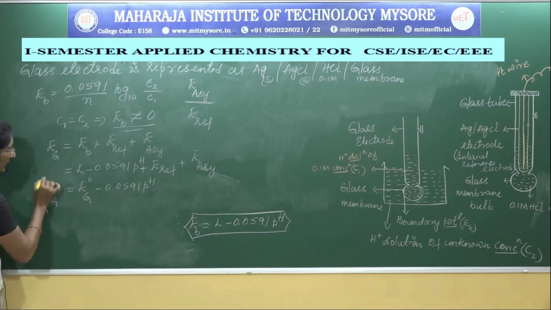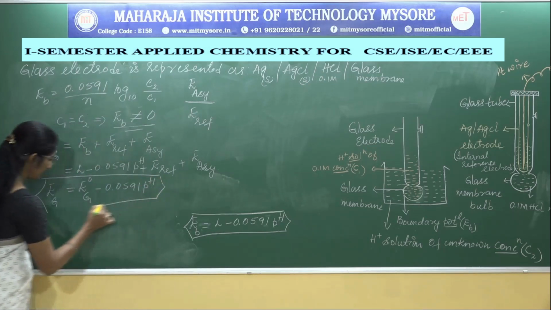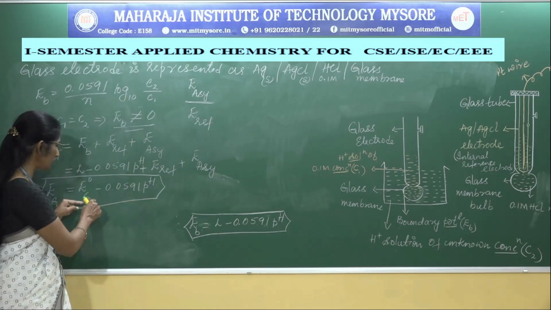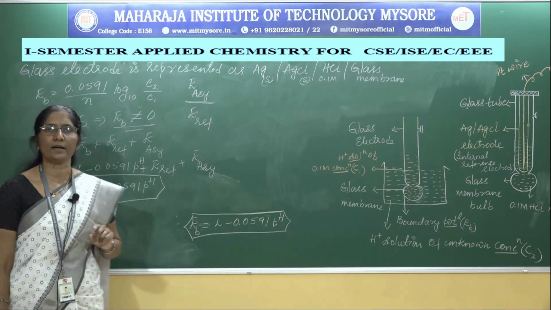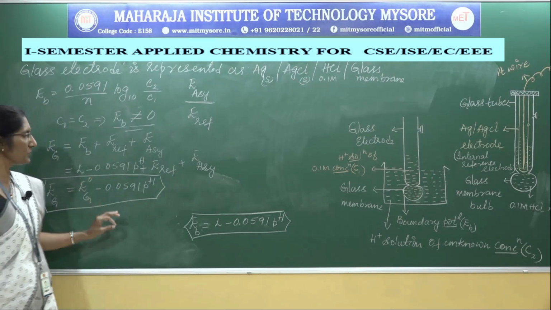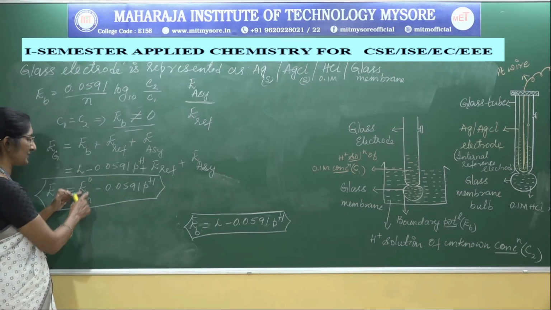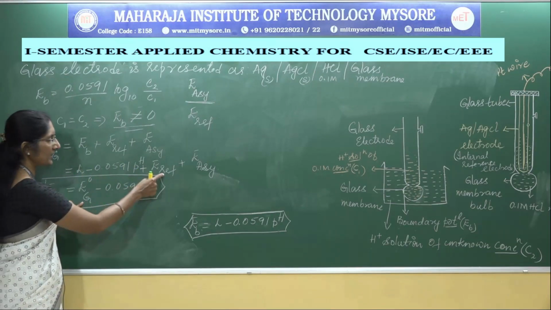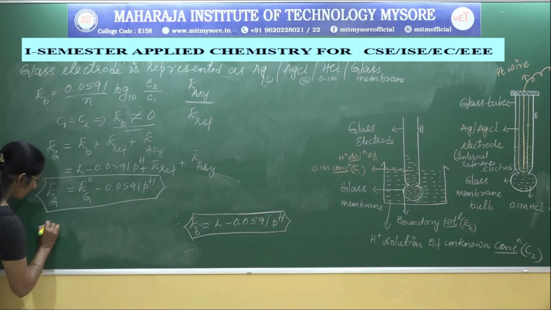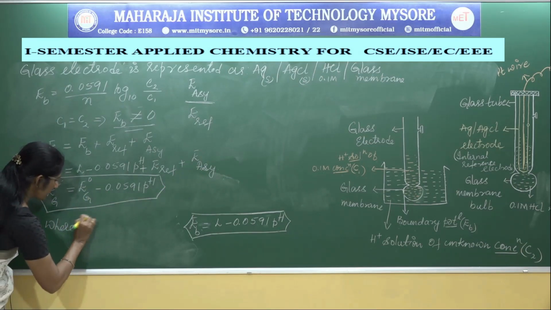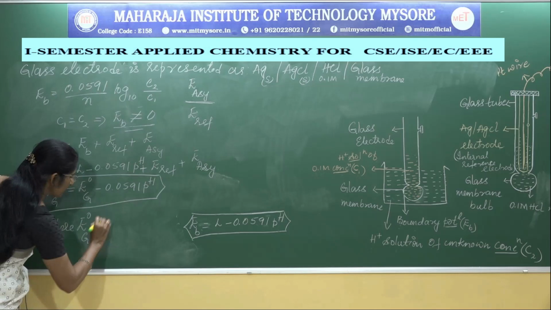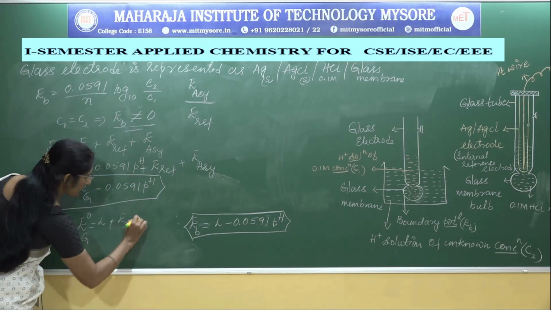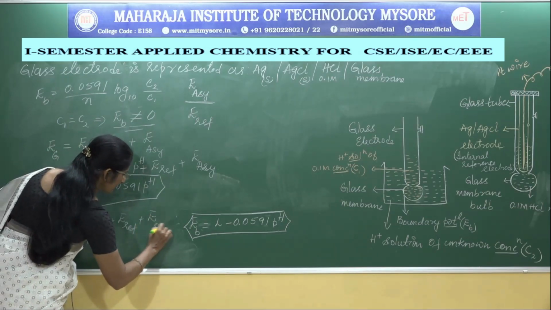Electrode potential of glass is nothing but E naught G minus 0.0591 pH. By using this equation, we can easily calculate the pH of any solution. Observe that E naught G is a combination of three constants. What are those constants? L plus E reference plus E asymmetry, where E naught G is a constant. It is a combination of L plus electrode potential of reference plus asymmetry potential.